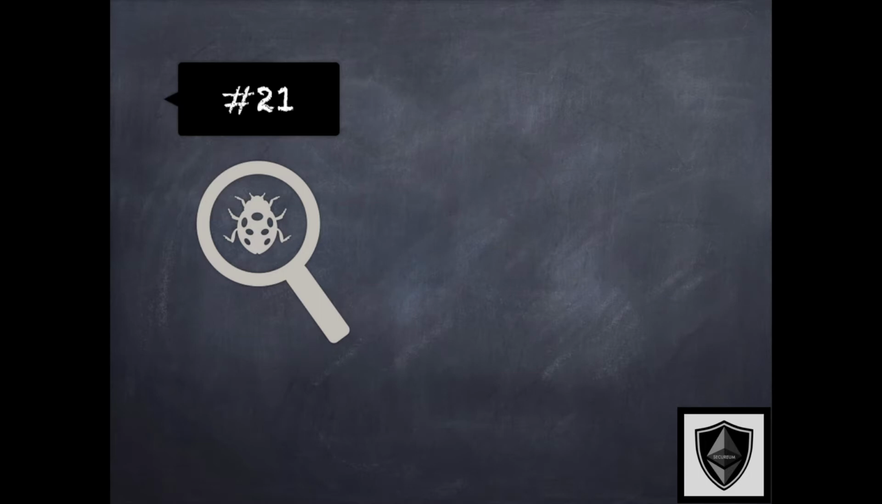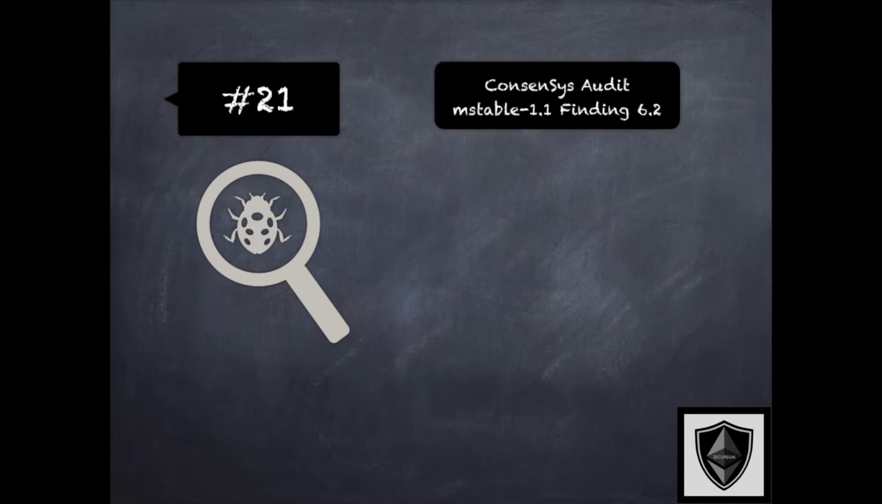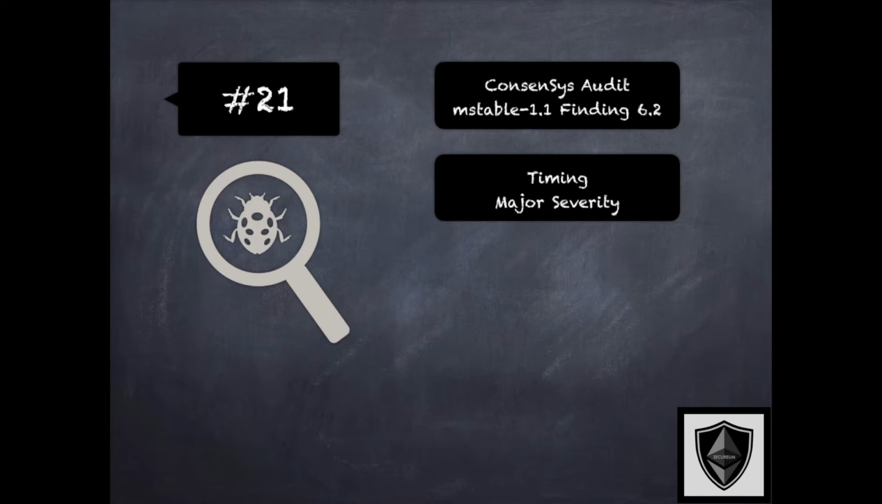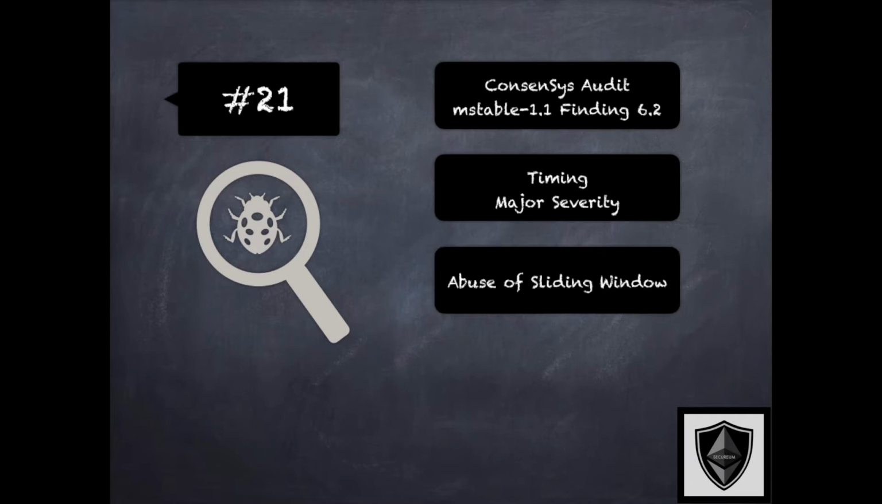Number 21 is a finding from consensus diligence audit of Unstable protocol, where it was a major severity finding related to the timing category. In this case, it was the abuse of a sliding window where users could collect interest by only staking M tokens momentarily.